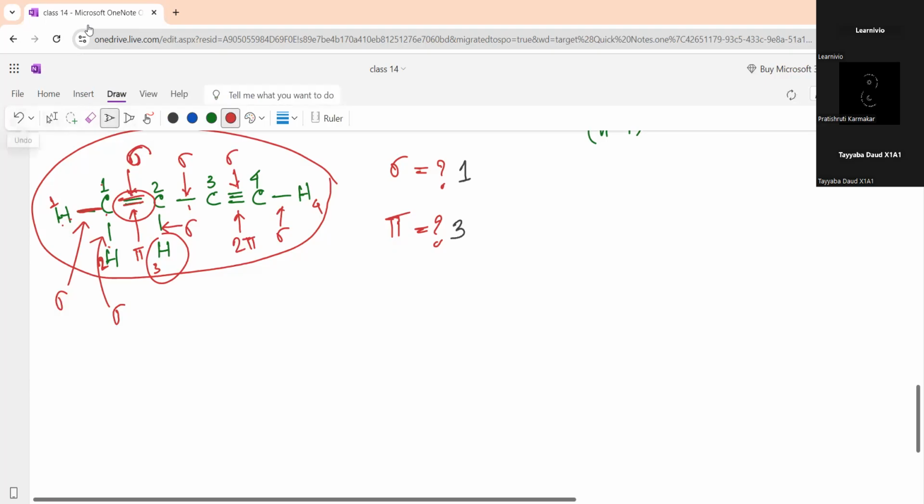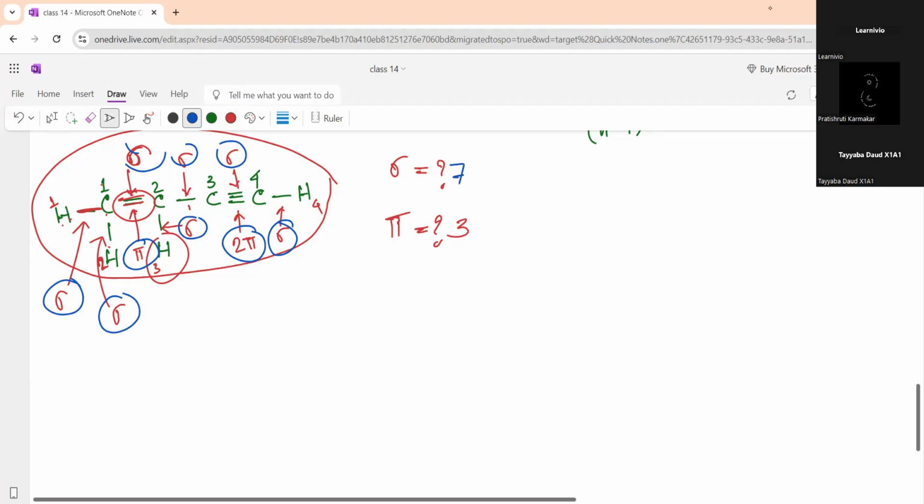Three pi bonds, that's right. How three pi bonds? Here is one pi bond, and here are two other pi bonds. And how many sigma bonds? 1, 2, 3, 4, 5, 6, 7. So there are a total of 7 sigma bonds.